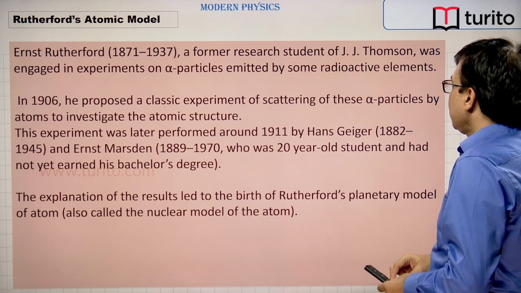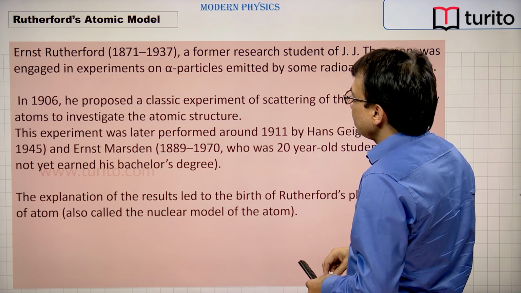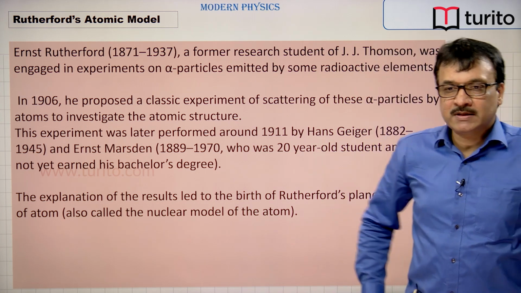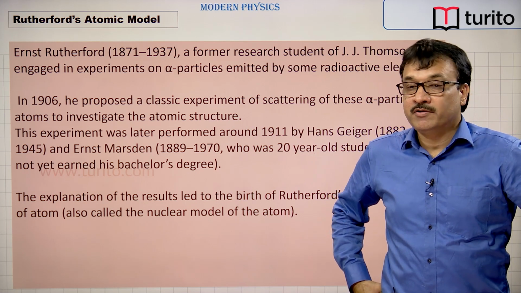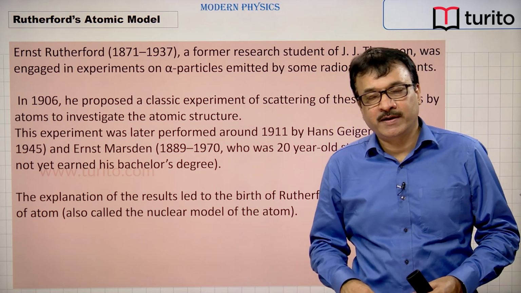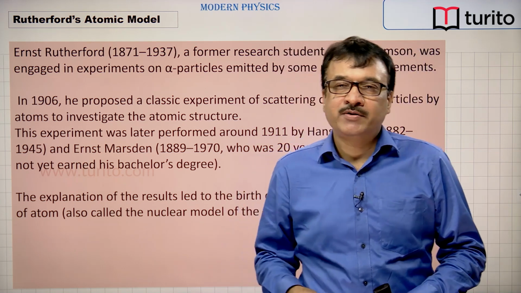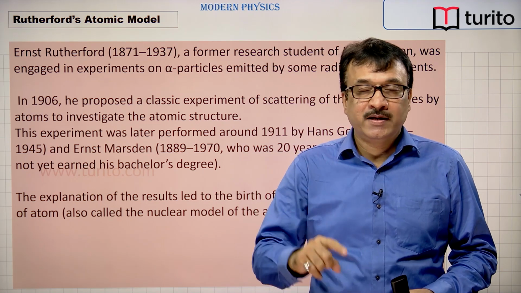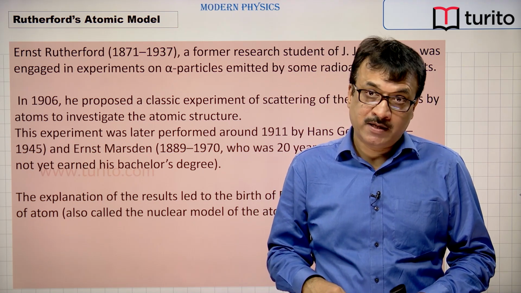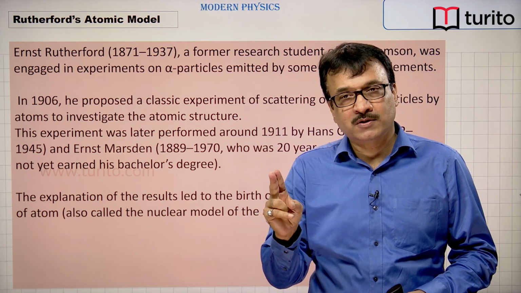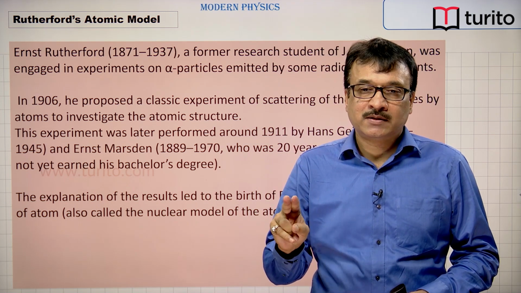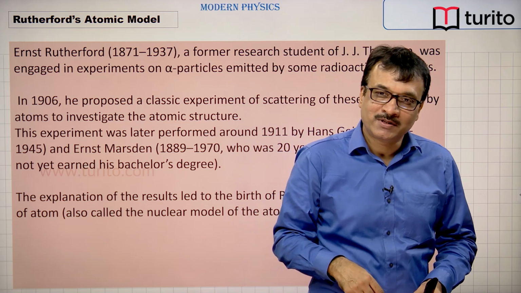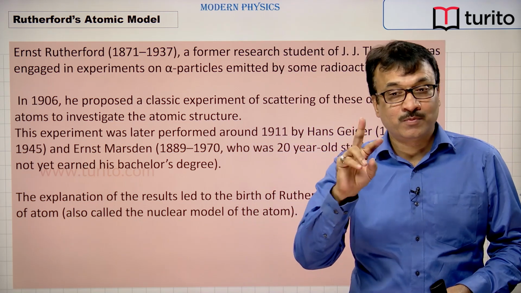Rutherford, a former research student of J.J. Thomson, was engaged in experiments on alpha particles emitted by some radioactive elements. So, basically Rutherford was experimenting with the radioactivity of the material. In radioactivity, the materials which are radioactive emit alpha particles, sometimes they emit beta particles. Alpha particle is a helium nucleus which has 2 protons, 2 neutrons. At that time it was not known, but now we know that it has 2 protons, 2 neutrons, and positive charge equal to the charge of 2 protons.